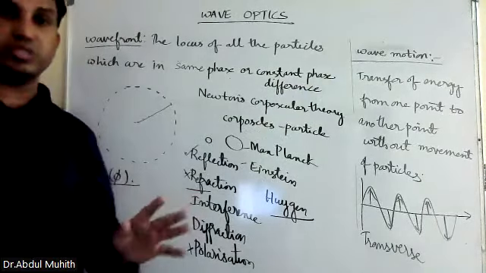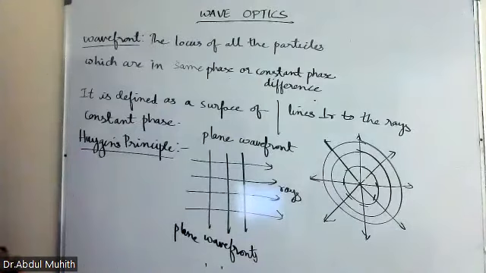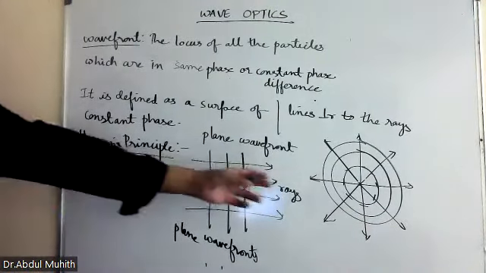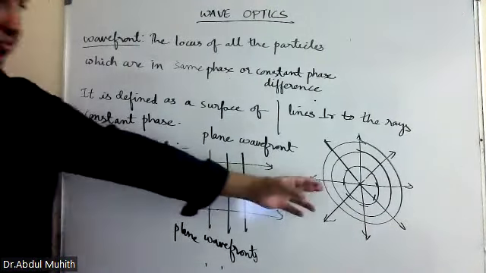Now the next one is spherical wavefront. Suppose this is a source. Light rays are coming out in all directions. These are the rays. This is one wavefront, second wavefront, third wavefront. Is that clear? These are the rays and these are the wavefronts.